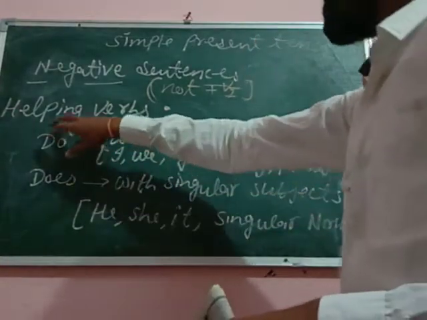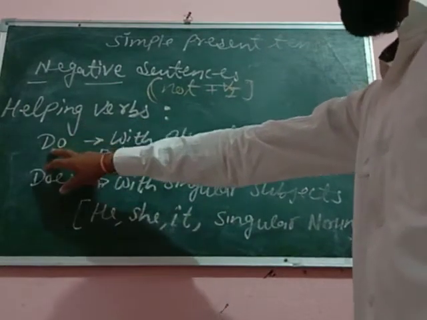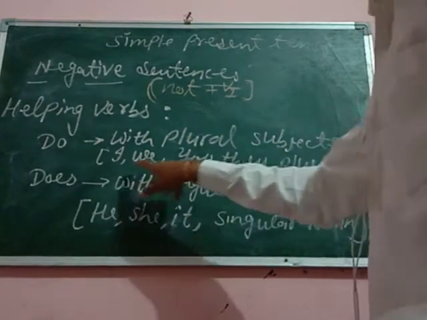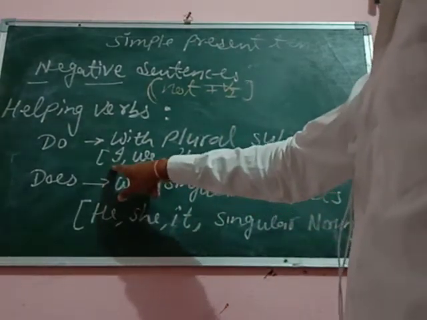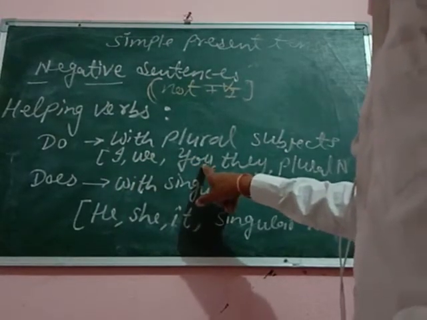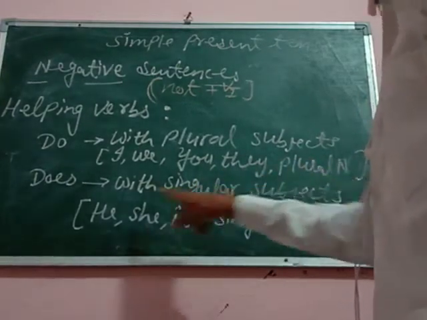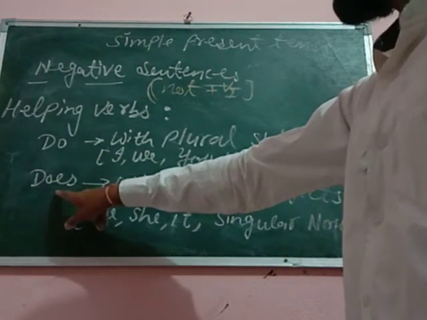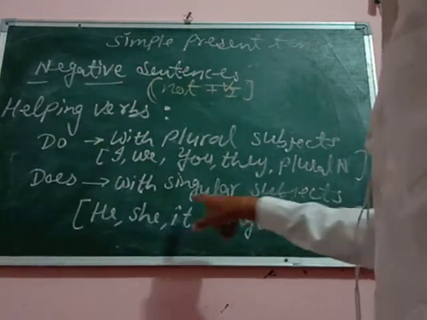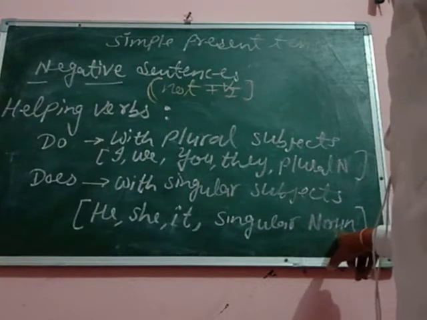And remember students, in negative sentences of simple present tense we use two helping verbs. The first helping verb is do. Do is used with plural subjects. In plural subjects we include I, and the plural of I is we, you, they, and plural nouns. And the second helping verb is does. Does is used with singular subjects. Singular subjects means he, she, it, or any singular noun.